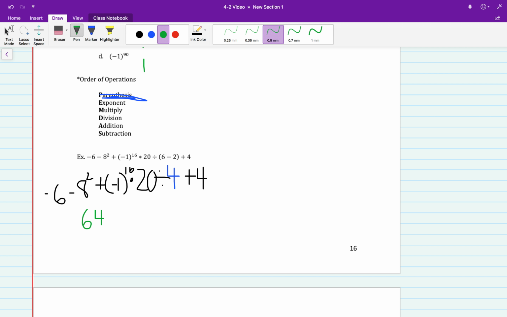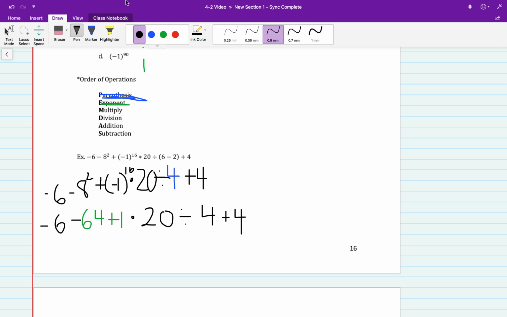Doesn't affect anything else. Now the -1 is part of the exponent. -1 is being raised to an even power, so that's going to make it positive. So that's going to be +1. There are no other exponents in this problem, so I'm done with that. So I'm going to write out what I have left. I still have that negative sign, because remember, it was not part of the exponent. I've still got that times 20 divided by my 4 I got from the parentheses step, and then +4 on at the end.